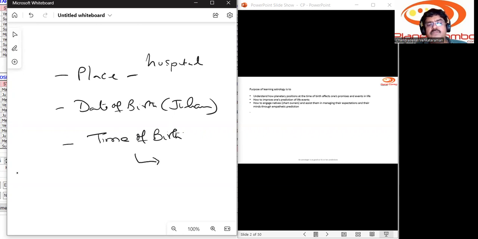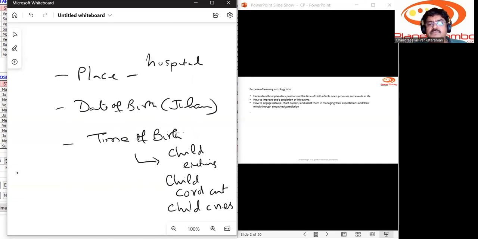Now there are three theories around the time of birth, in calculating what time somebody was born. Either it is the child exiting the womb, exiting the mother, or the child's umbilical cord is cut, or the child cries.